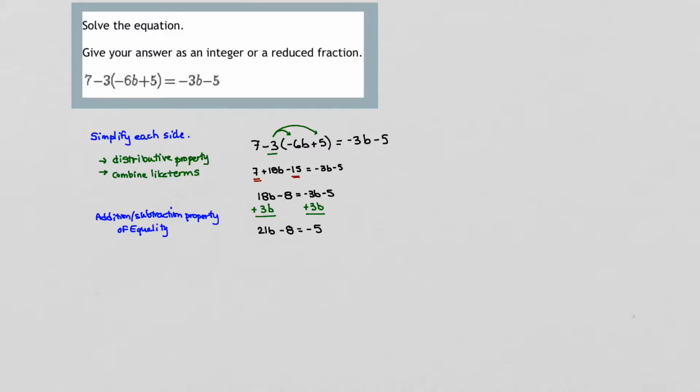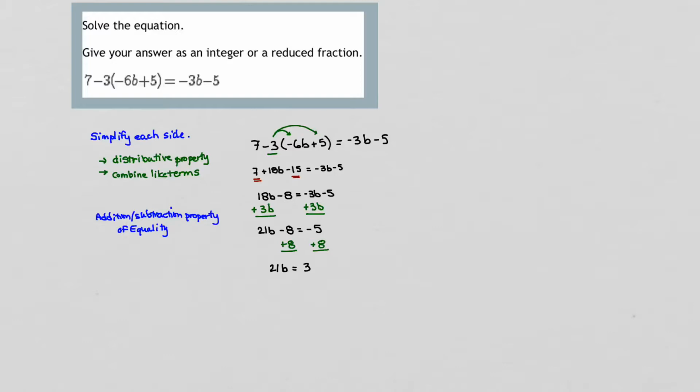I'm going to continue adding and subtracting to each side. In other words, applying the addition-subtraction properties of equality. And this time I'm going to get my constants together. That is, the negative 8 and the negative 5 need to be put together. So I'm going to move that negative 8 from the left side by adding 8. And when I do it to the left side, I also must do it to the right side, so I'm going to add 8 to the right side. Doing so gives us 21b equals positive 3.